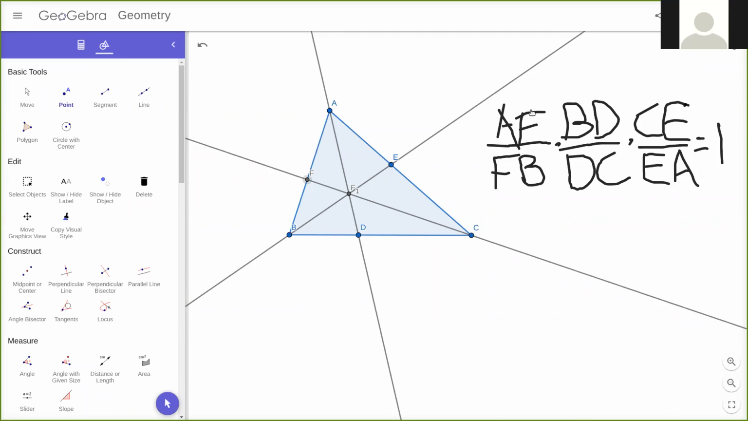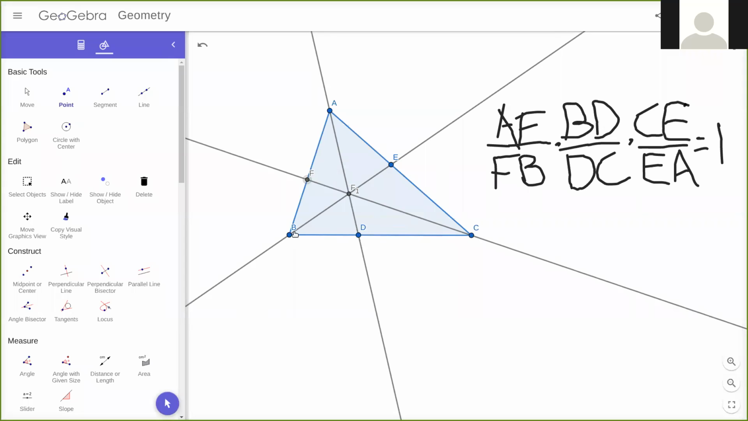These lengths are kind of weird, actually. So you see things like BD over DC. In total, we have a total of 6 variables. So we're not going to get far by comparing lengths. So let's instead use areas.